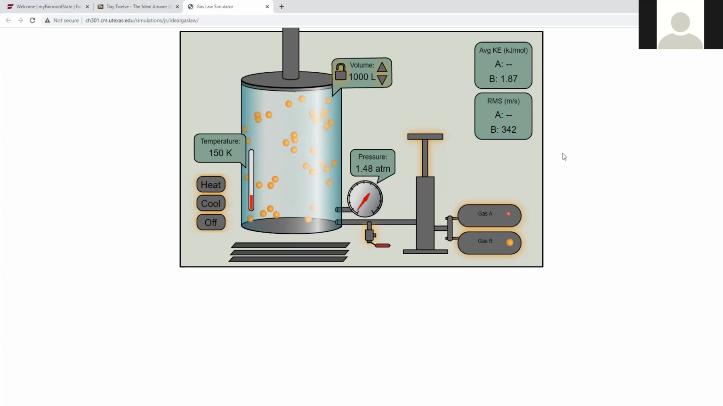Well, let's look at volume and temperature. I'm going to lower my volume. And so now my volume is 270 liters. My temperature is 150 degrees Kelvin. So let's see what happens when it heats up. Abigail, what's happening there at home?